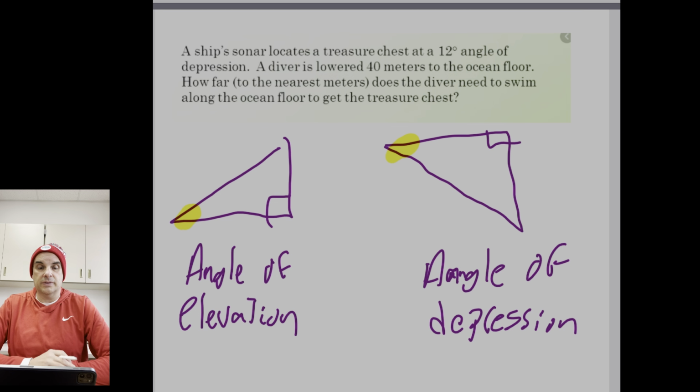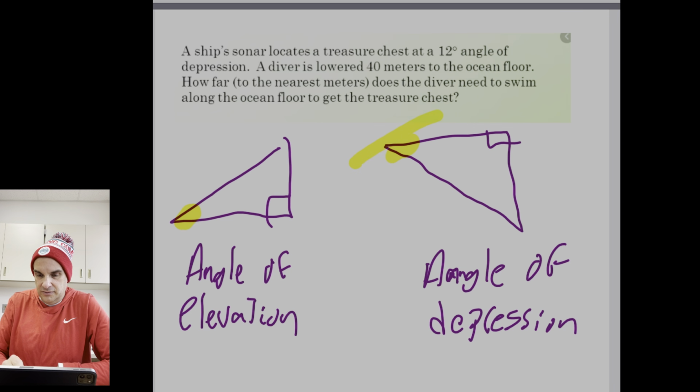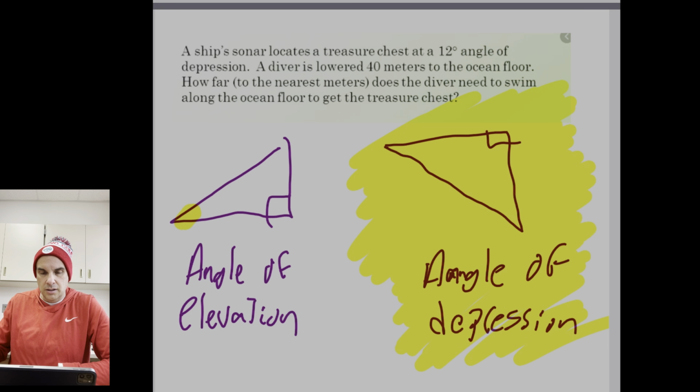So let's go ahead and do this one. It says a ship's sonar locates a treasure chest at a 12-degree angle of depression. Okay, so it's angle of depression. So that tells me that I'm going to use this triangle. A diver is lowered 40 meters to the ocean floor. So here's my boat. The diver's being lowered 40 meters. I know my angle of depression is 12 degrees.